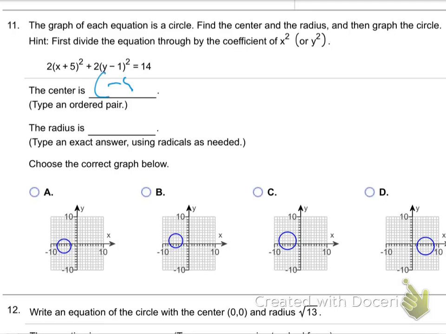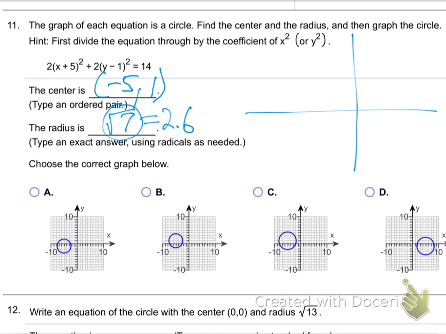Here, let me go to a fresh screen. So again, the center is back 5, up 1. The radius is square root of 7. On your calculator, square root of 7 is 2 point, what is it? Let me do it on my calculator right here. So, second square root of 7, I'm getting 2.6. Now, they only want the root 7 answer here, but I'm doing 2.6 for my own self. Let me graph here. Center is back 5, up 1. So there's the center.